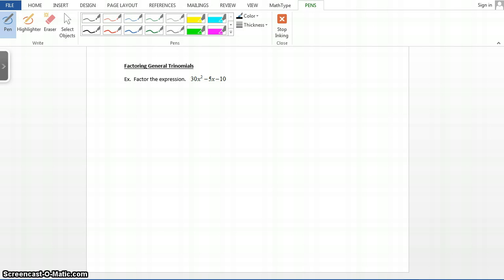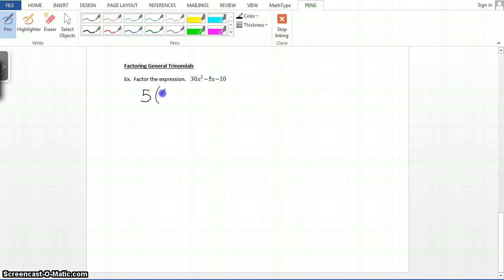Here's an example of factoring general trinomials. Here we want to factor the expression 30x squared minus 5x minus 10. With any factoring problem, you always look for a greatest common factor first. A greatest common factor between 30x squared minus 5x minus 10. You can see there's a common factor of 5 everywhere. Let's pull that out first.